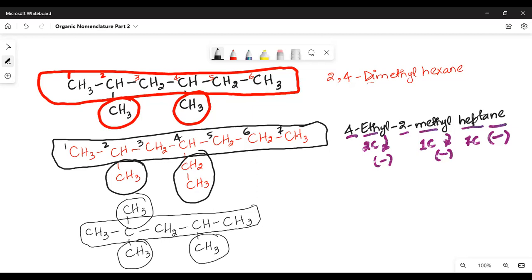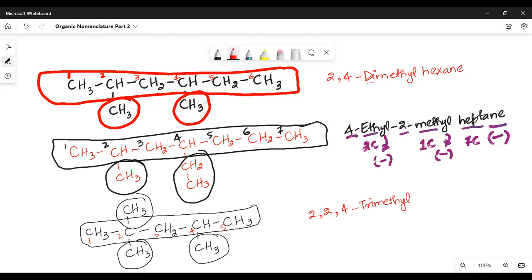Now, this makes sense that if we start the numbering from this side, so 1, 2, 3, this one's 4, and this one's 5. So it becomes 2, 2, 4. And there I hit you with another rule: if there are 2 branches located on the same carbon atom, the number comes twice. Okay, so it becomes 2, 2, 4 trimethyl.